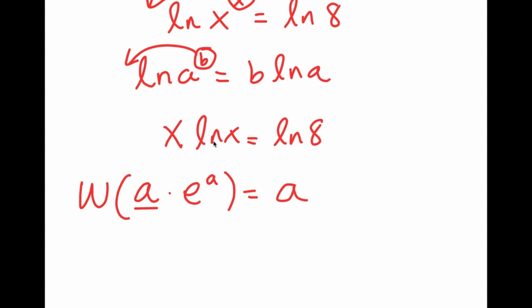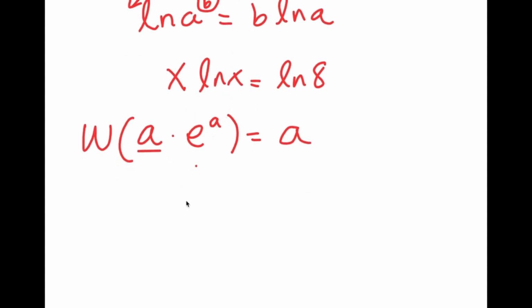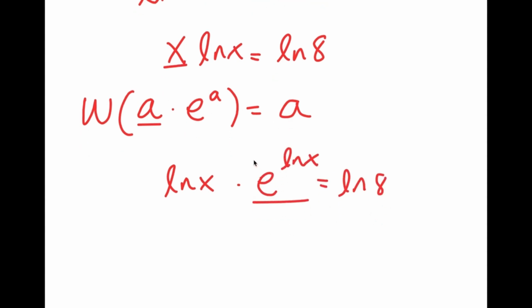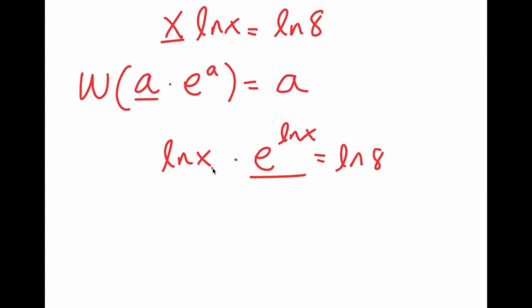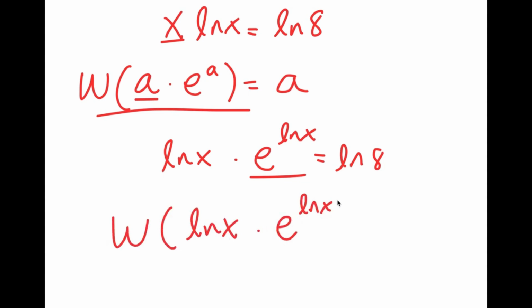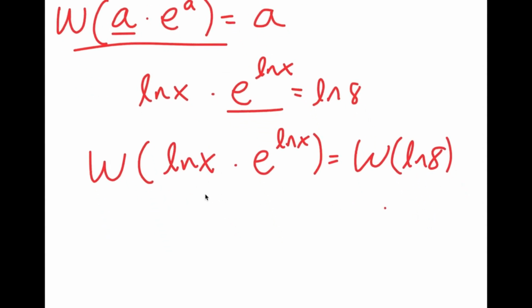So in this case, I'm going to rewrite this as ln x times e to the power of ln x is equal to ln 8, because x is the same thing as e to the power of ln x. So now I can use this formula. So I'm going to take the w on both sides. So I have w of ln x times e to the power of ln x is equal to, what I have to do on one side, I have to do the other side. So w of ln 8.